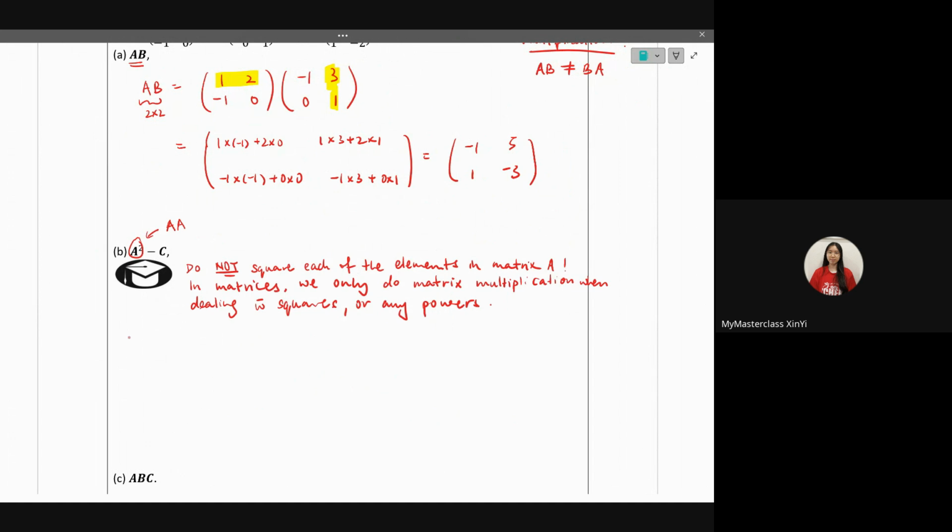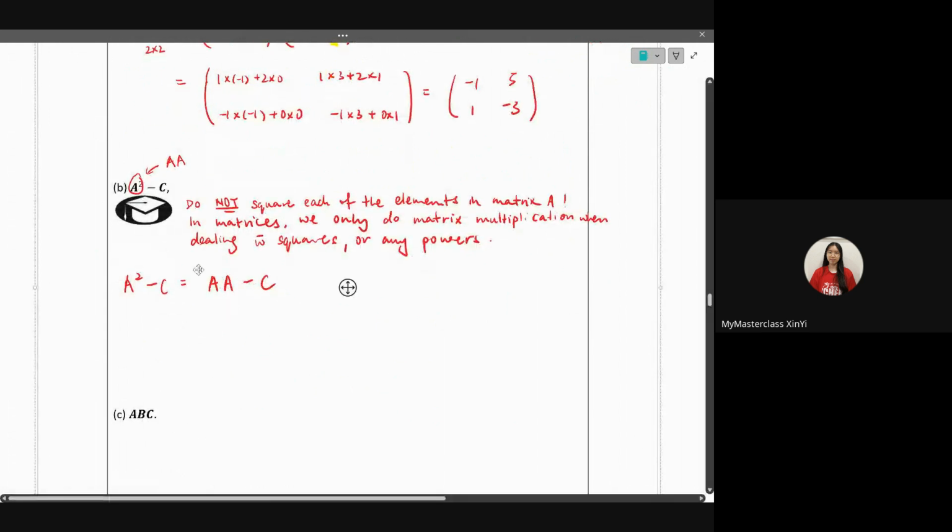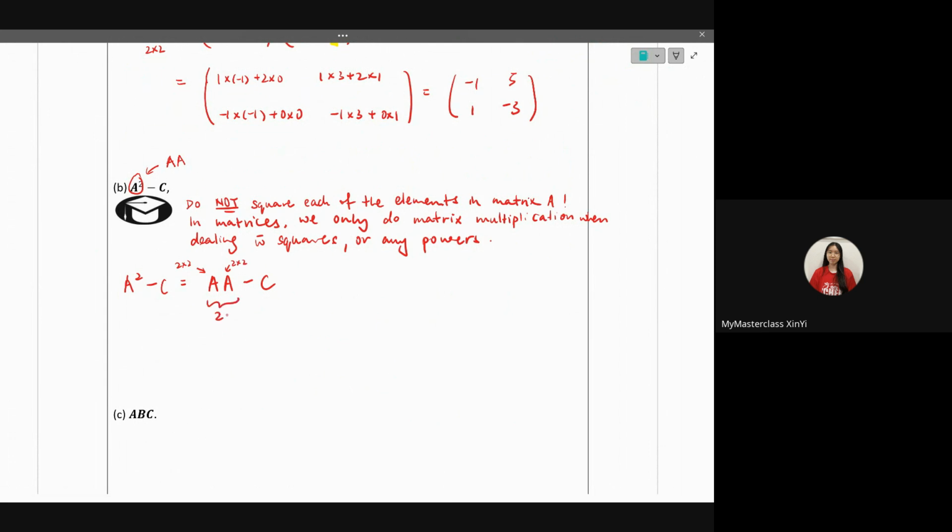In this case, if we're going to find A squared minus C, this is the same as A times A minus C. If A is a 2 by 2 matrix, then A times A is also 2 by 2, so this would be a 2 by 2 matrix. When you do subtraction, again they should be of the same order. C is 2 by 2 also, so therefore you can do that. These operations are possible. First, write it down: A times A minus C.